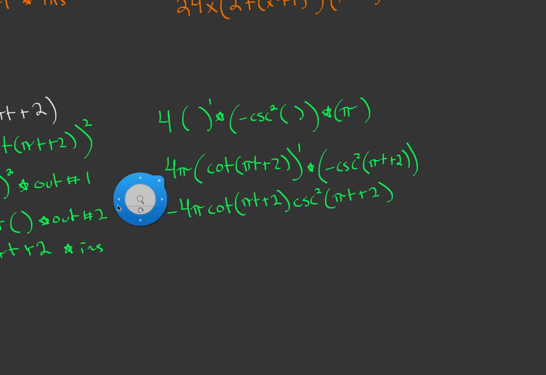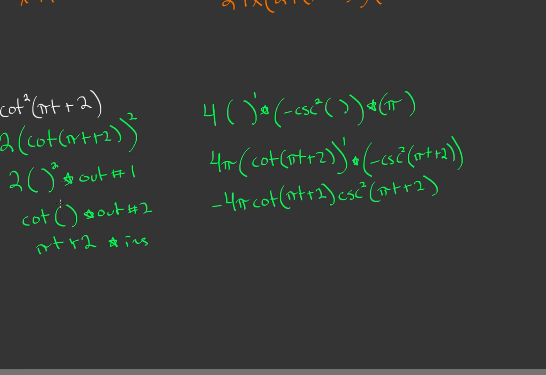So it's nice to label what's your first outside function, what's your second outside function, and then your inside function, and know that this second outside function will go into your first outside, and your inside function will go in here, and that'll make life a lot easier when you're trying to do chain rule.